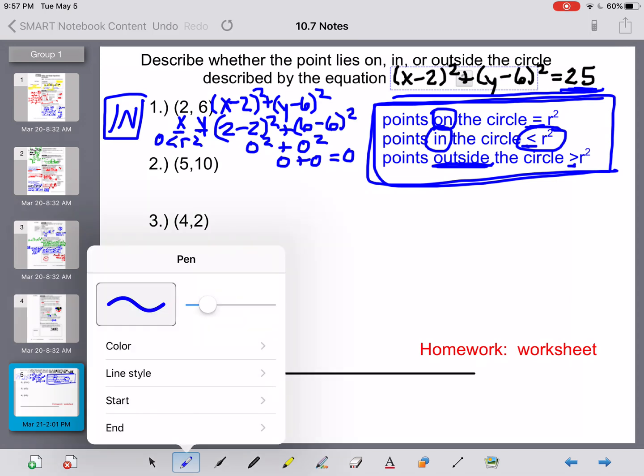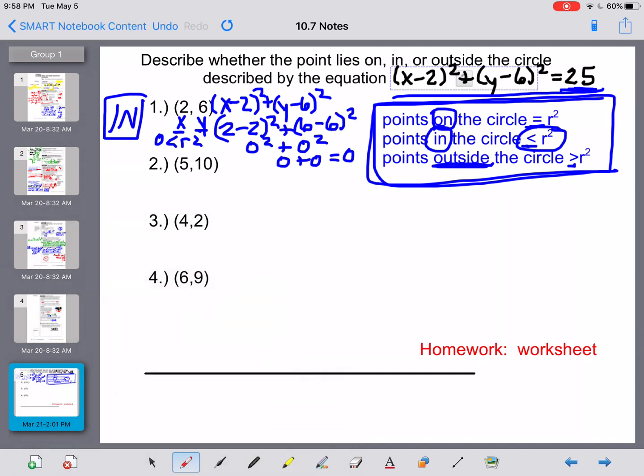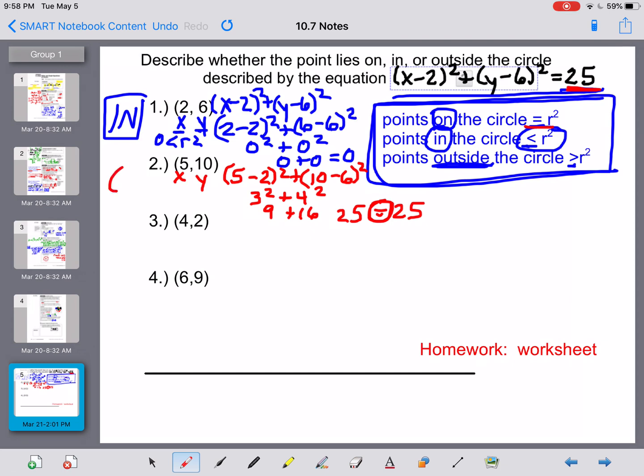I have 5, 10. Here's my x, here's my y. So I'm going to plug in for x, I'm going to plug in 5 minus 2 squared. For y, I'm going to plug in 10, and then it's minus 6 squared. 5 minus 2 is 3. 10 minus 6 is 4. 3 squared is 9. 4 squared is 16. 9 and 16 makes 25. And that's exactly equal to 25. It equals my r squared over here. Since it's equal, that means that I'm exactly on the circle. Okay, that means this point 5, 10, if I graph this circle, would be 1 point on the outside of that circle. All right, let's try the next one.